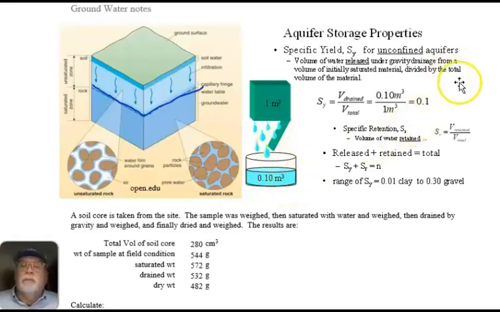So we're going to define the specific yield as the volume of water released under gravity drainage from a volume of initially saturated material divided by the total volume of the material. So it's a fraction of the total volume. I mention that because, well, you'll see when we get to the saturation. Saturation is a fraction of the pore space. So it's a fraction of the total volume.